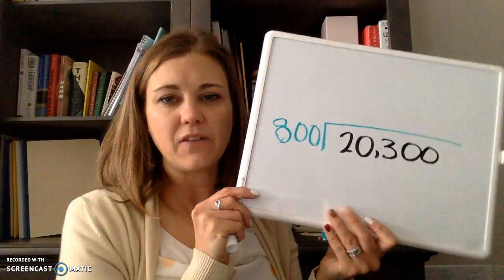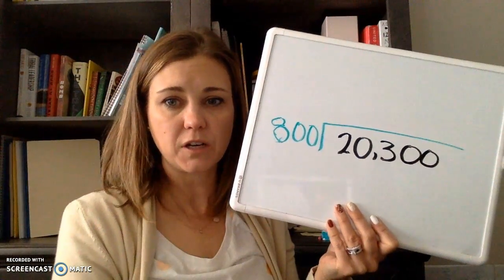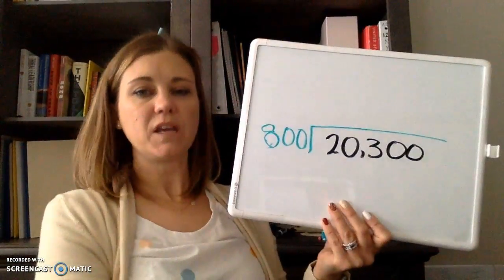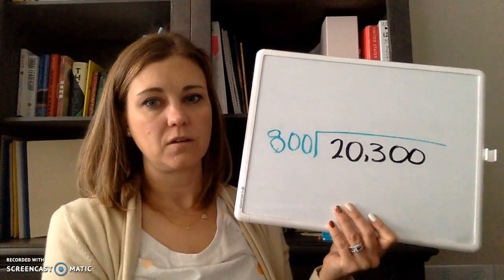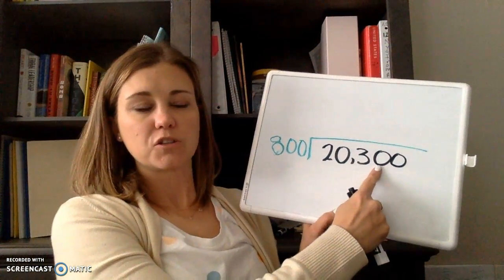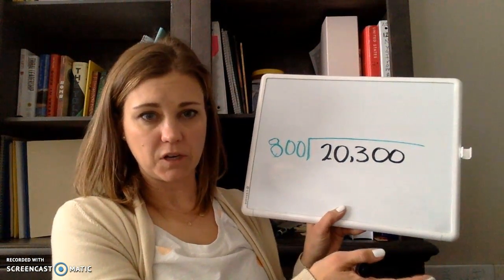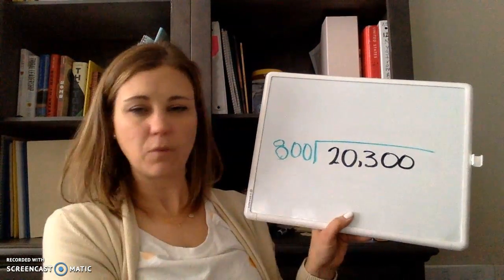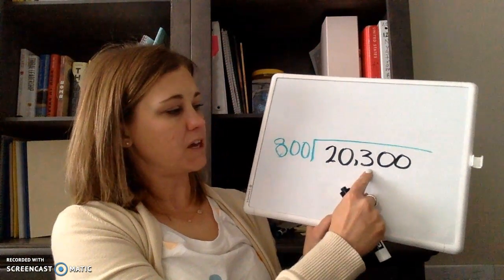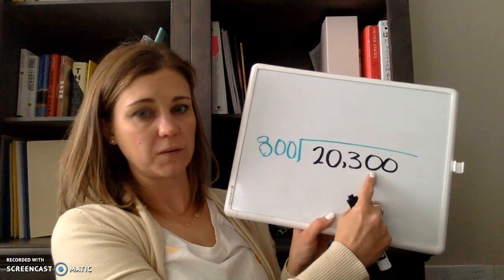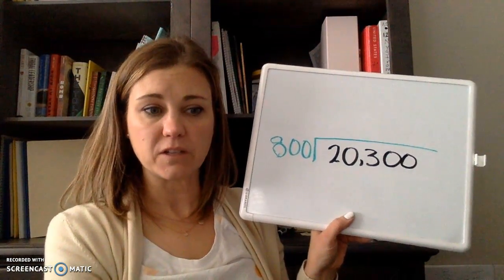All right, so I have 800 into 20,300. I know it can't go into 203, so I'm thinking 2,030. How many times can I put 800 into 2,030? So I'm kind of using our standard algorithm here. Some of you like to use it, some of you don't, but that's how I'm going to think about it because this is kind of a big number. So I know it won't fit into 203, but I do know that it will fit into 2,030. So I'm going to use some mental math.